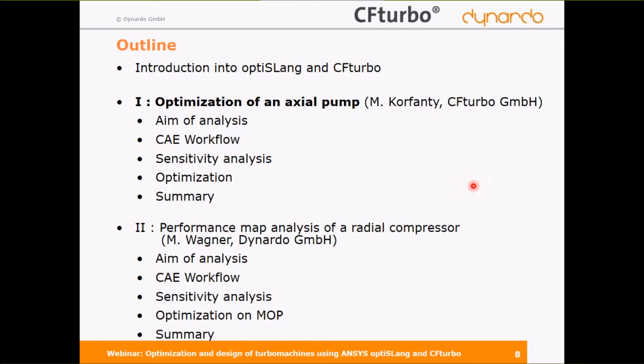Now let's directly move to the first case study and to the presentation of CFturbo, which is now done by Maya Scofanti: optimization of an axial pump.